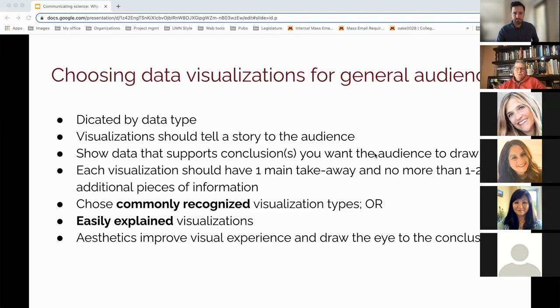So there's a few rules of thumb. As we know as scientists, the data visualization choice is first dictated by the data type and is second dictated by what it is that we want the audience to learn or see within the data visualization. As we put together visualizations, whether it be for a scientific manuscript or other purpose, we really want our visualizations to tell a story to the audience. The other thing that we want to make sure is that our visualizations support the conclusion or perhaps conclusions you want the audience to draw.